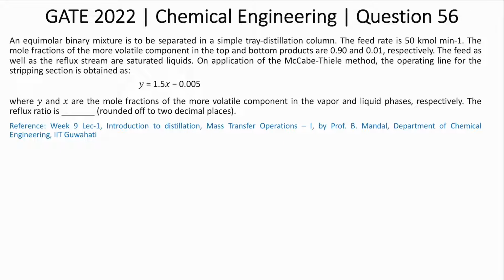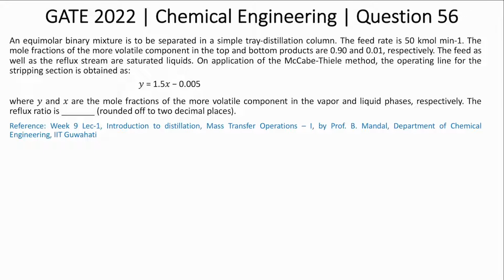On application of the McCabe-Thiele method, the operating line for the stripping section is obtained as y equal to 1.5x minus 0.005, where y and x are the mole fractions of the more volatile component in the vapor and liquid phases respectively. The reflux ratio is dash, rounded off to 2 decimal places.